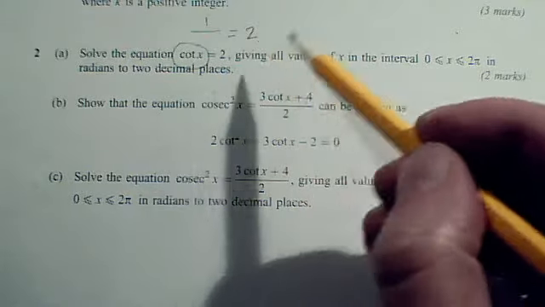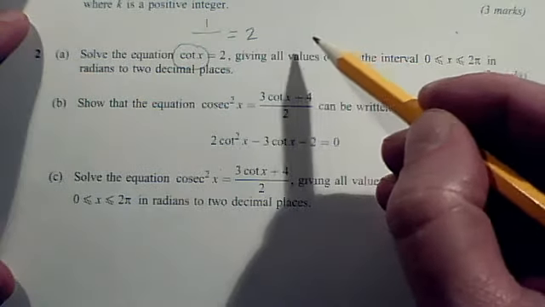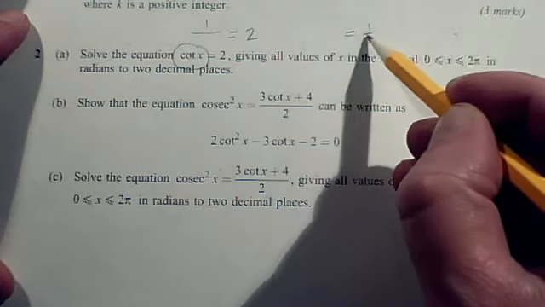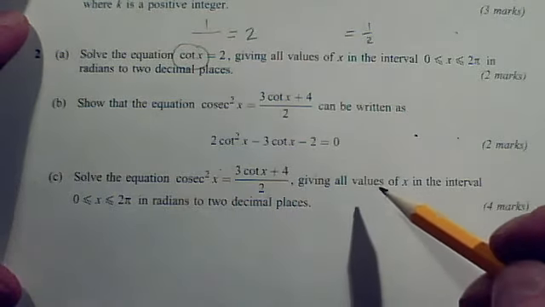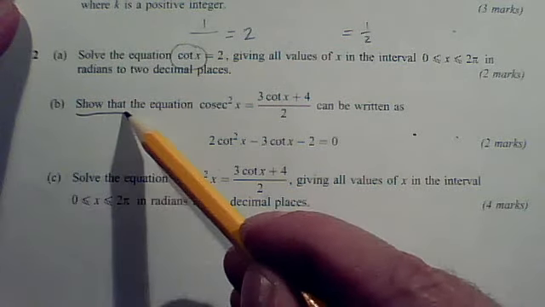You have to transform that into the standard type of trig equation. You'll have either sin x or cos x or tan x equaling the reciprocal of 2, and you'll have to solve that using your Core 2 method. On to part B. It's a show that question.